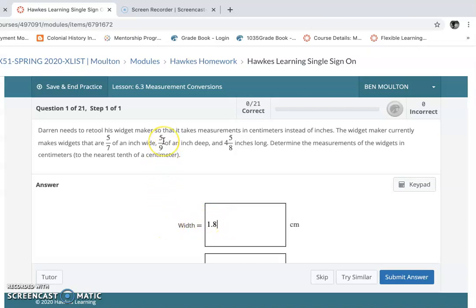And then you'd go out, and I'll let you guys handle the rest of this problem. The other two parts are pretty much the same. This 4 5/8, I would go ahead and convert into an improper fraction. Hopefully you guys remember how to do that, right? 8 times 4 and then add 5. So you're looking at 37 eighths. With 37 eighths, you would multiply by 2.54 and you'd get your answer there.